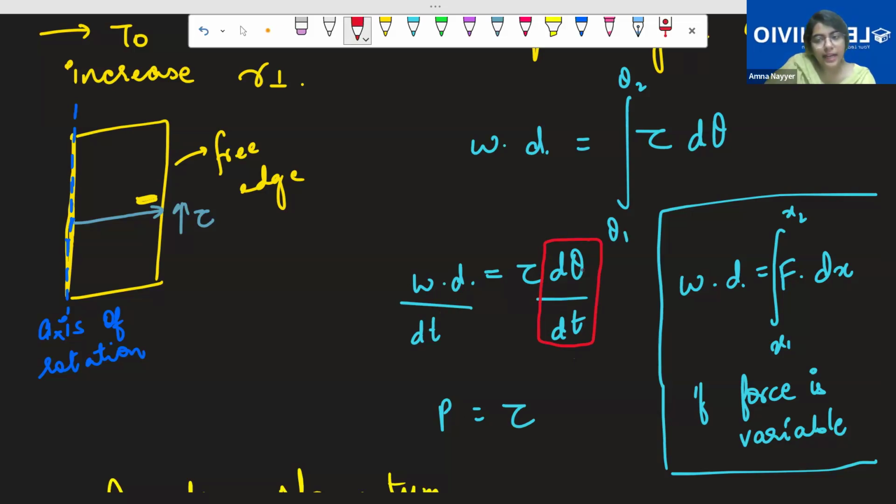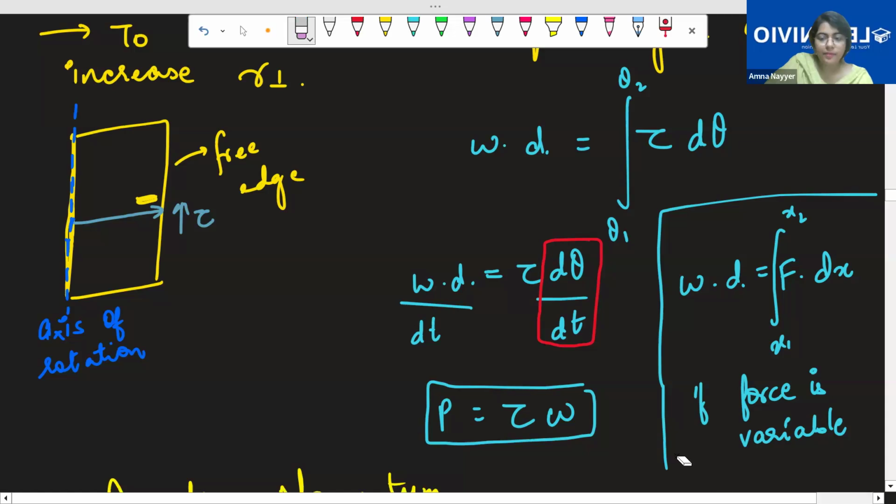Rate of change of angular displacement is omega. Omega, very good. Angular velocity. So power is tau omega. This is one more relation that we'll be using. Got it? Yeah, ma'am.